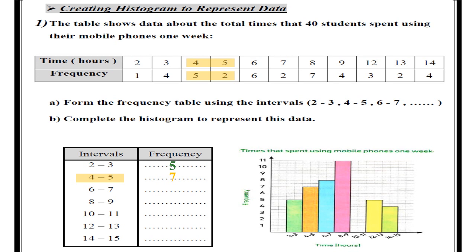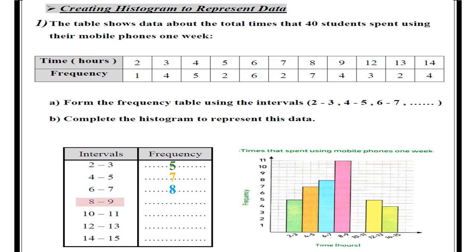The third interval is from 6 to 7 hours. The number of students who use their mobile phones for 6 hours are 6 students, and 7 hours are 2 students. So the total number of students who use their mobiles from 6 to 7 hours is 6 plus 2, which is 8.